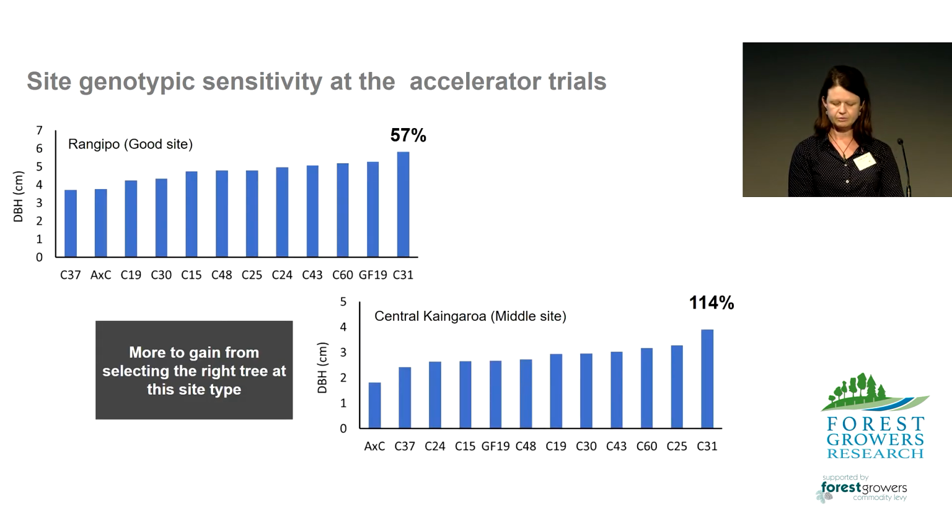So here we have graphed Rangipo, the good site, for tree DBH over a range of genotypes, and the same genotypes are shown at Central Kaingaroa, the middle site. At Rangipo, the best tree is 57% better than the worst. At Central Kaingaroa, the middle site, the best tree is 114% better than the worst tree. Therefore, there is much more to gain from selecting the right tree at the middle site compared to a good site.